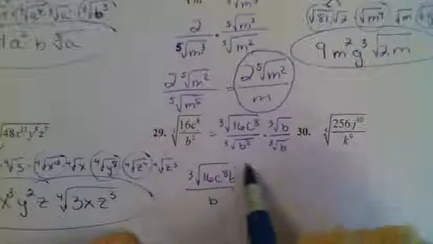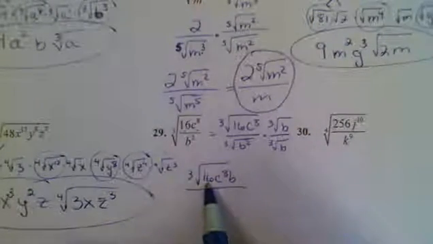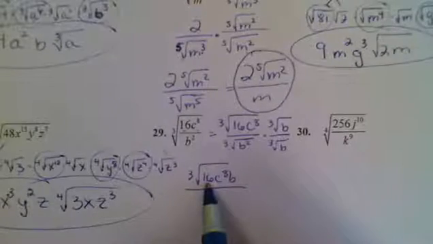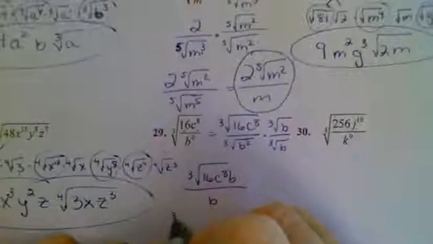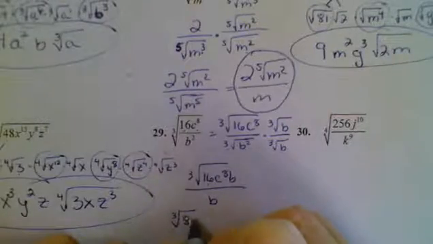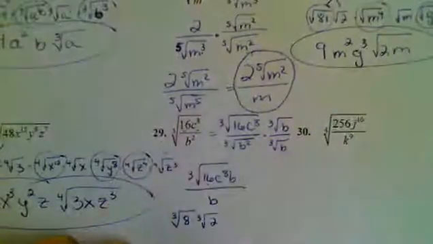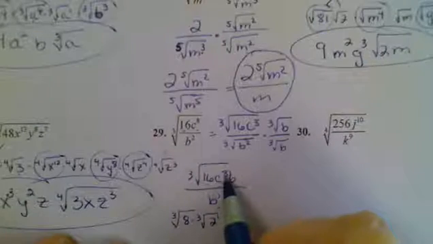Now we need to see, can we simplify it? So is there any perfect cube that goes into 16? So 2 to the 3rd is 8. Yep, 8 goes into there. So I'm going to break that up. Cubed root of 8 and cubed root of 2. I go to c to the 8th.